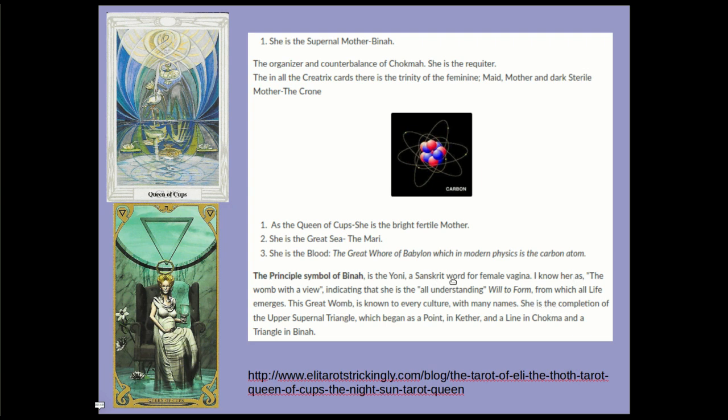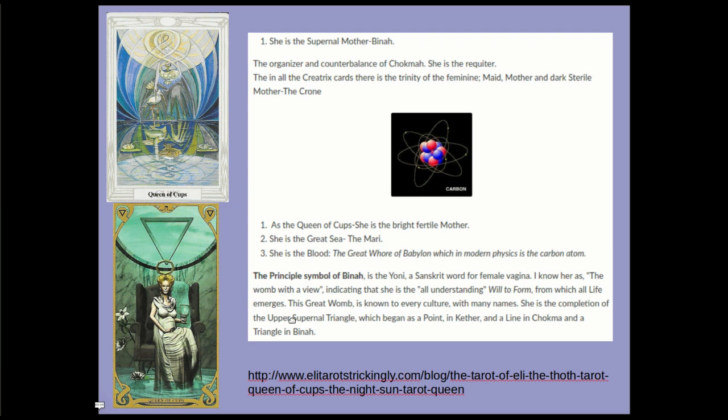Listen here. So the principal symbol of Baina, I guess, is the yoni, I don't know, the vagina, a Sanskrit word for the female vagina. I know her as the womb with the view, indicating that she is the all-understanding will to form meaning bring things about, from which all life emerges. This great womb is known to every culture with many names.